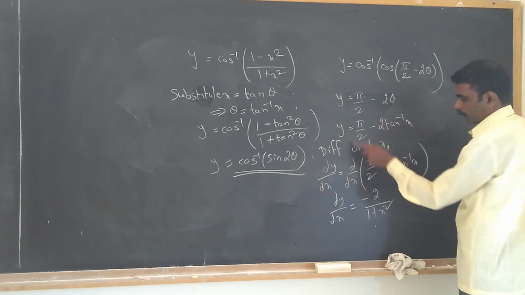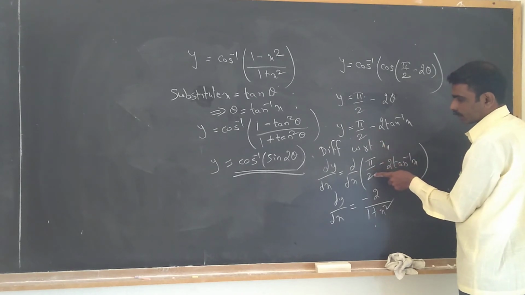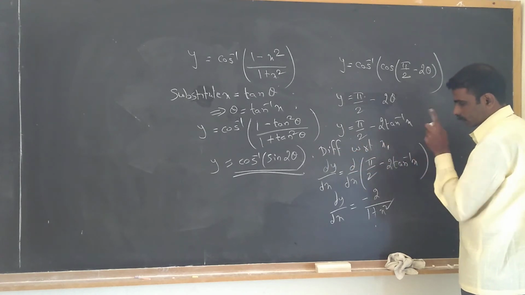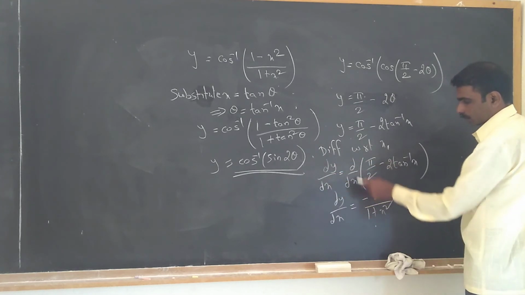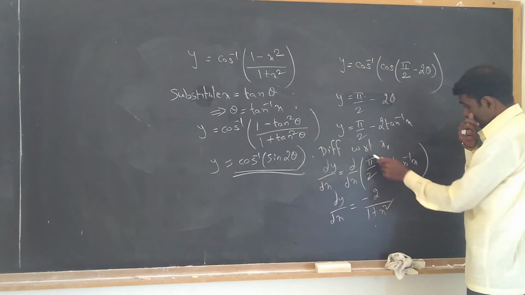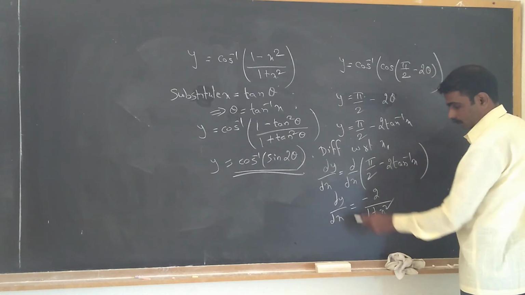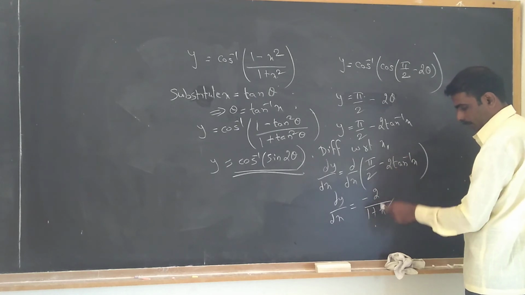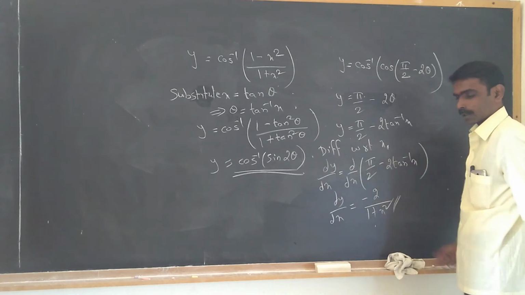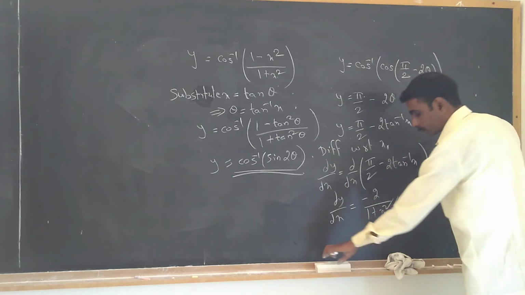So here you are going to differentiate it now. Differentiating with respect to x, what do you get? dy by dx is equal to d by dx of pi by 2 minus 2 into tan inverse of x. So dy by dx is equal to minus 2 divided by 1 plus x square.